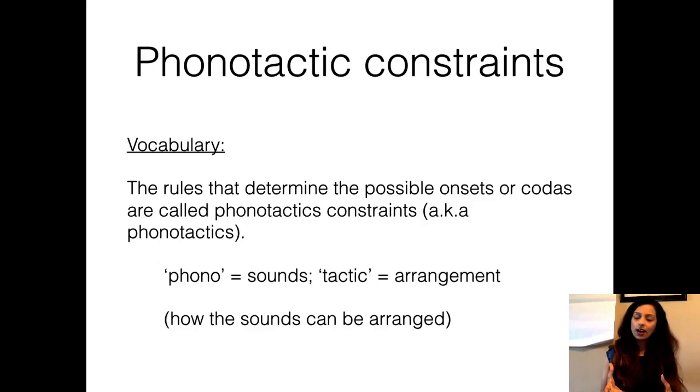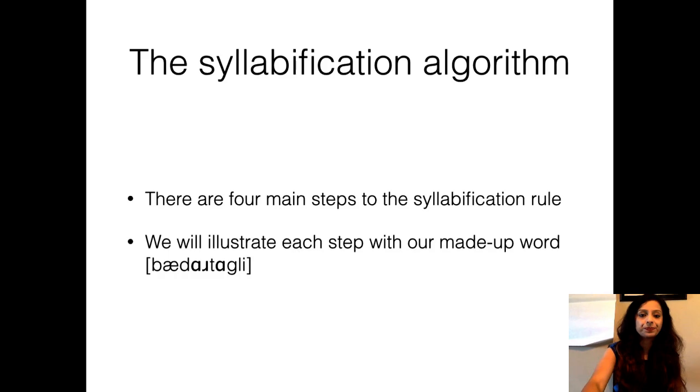So, what do we call these kind of constraints where you know that there are certain onsets that are not possible in English and there are certain codas that are not possible in English? These are called phonotactic constraints, right? Phonotactic constraints. Phono meaning sound and tactic meaning arrangement. So phonotactic constraints are how the sounds can be arranged in a particular word, and this is what determines what possible onsets and what possible codas can occur in the words of a language.